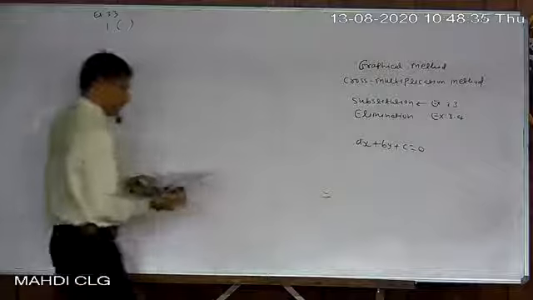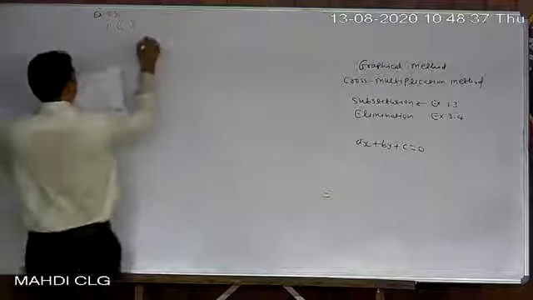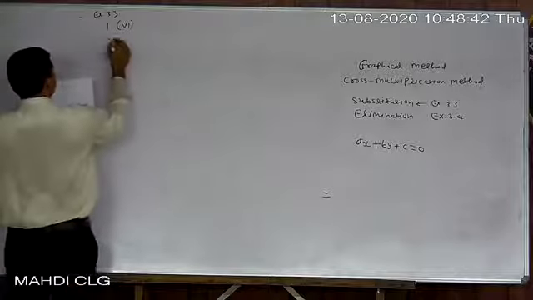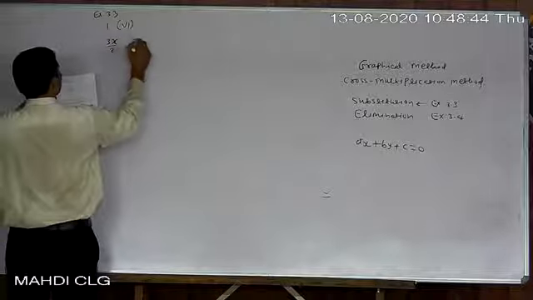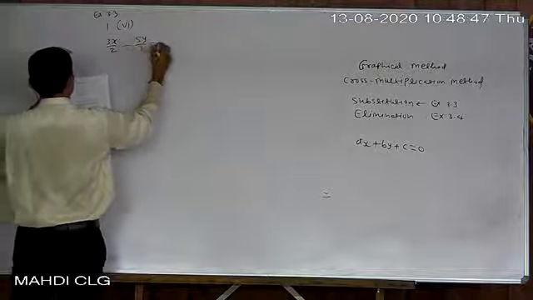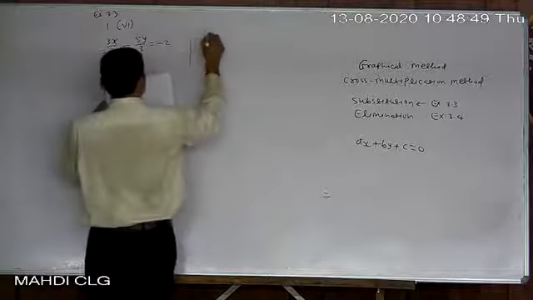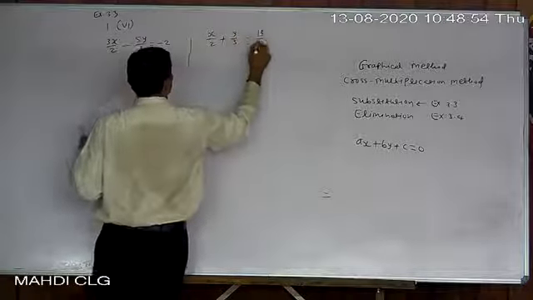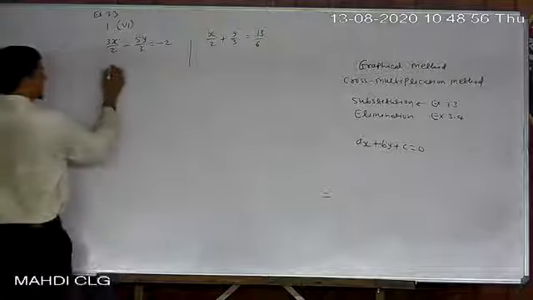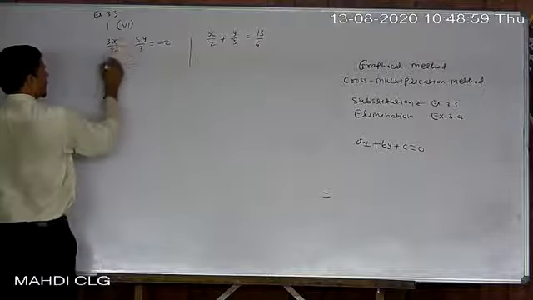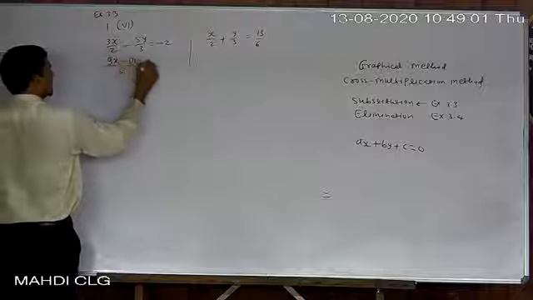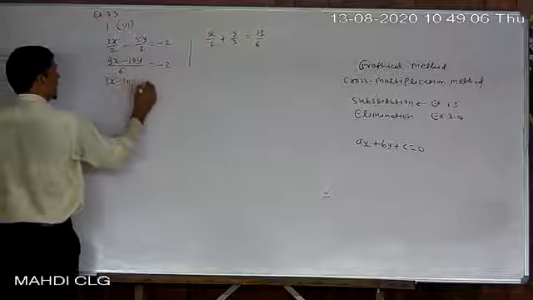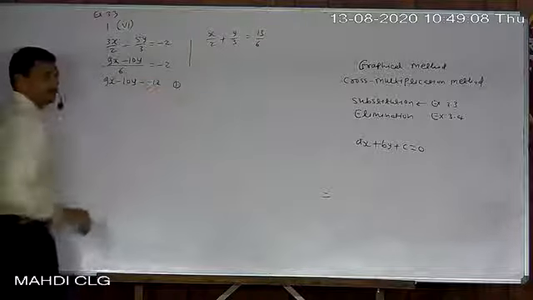There is again fraction, so take LCM. Number 6 I am talking about: 3x upon 2 minus 5y upon 3 equal to minus 2, and x by 2 plus y by 3 equal to 13 by 6. Take LCM, means cross multiply here. So 9x minus 10y equal to minus 12, equation number 1.